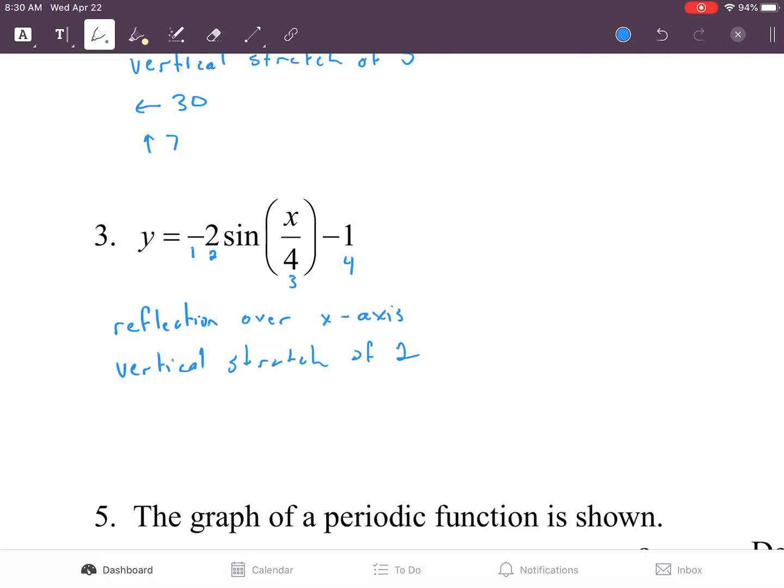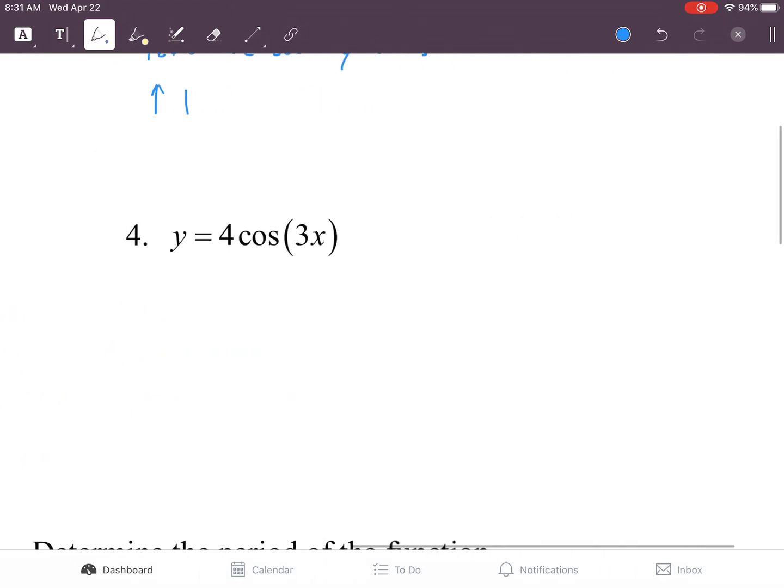All right. Number 3 there is a horizontal stretch of 4. And then the last one, number 4, is a vertical shift. You're going to go down 1. All right. And then lastly, number 4.